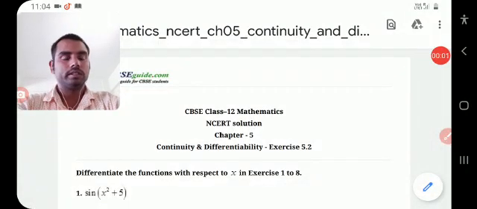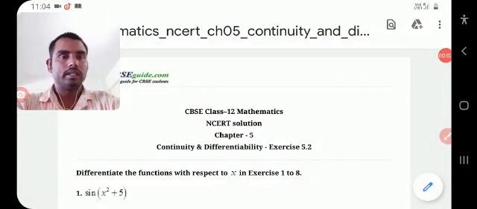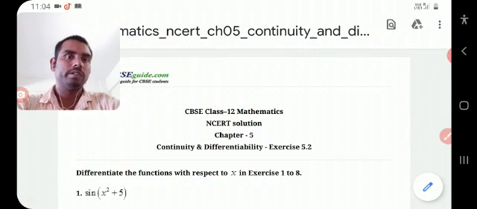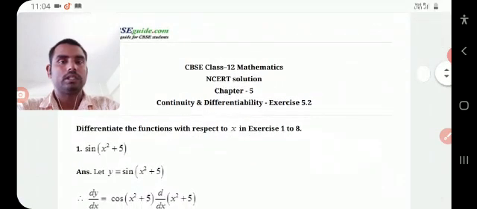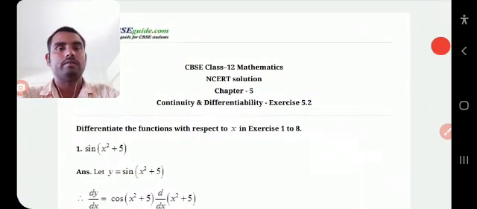Good morning, students. Today I am going to start Chapter 5, Continuity and Differentiability, exercise 5.2. The question here is: find the derivative. What is the first question? sin(x² + 5).